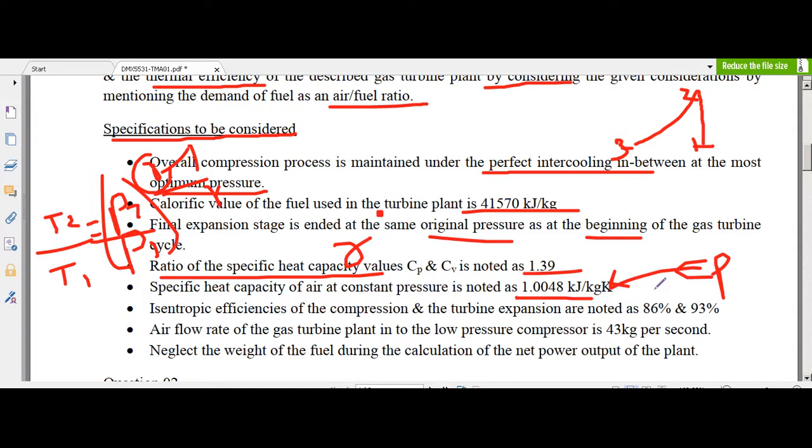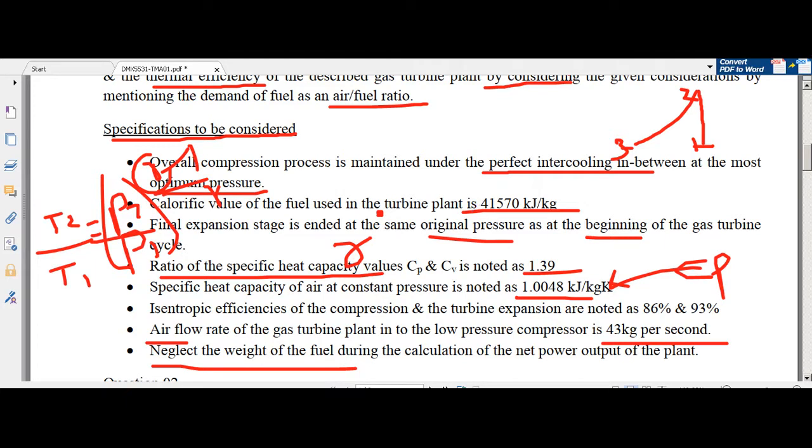And then the air flow rate, because there's a particular flow rate at which air is sent to this process, because this process is initiated with air. So you need to know the airflow rate, that is 43 kilograms per second. Then the other consideration is to neglect the weight of the fuel. For this calculation you don't have to worry about the weight of the fuel. So that's all about the considerations, because all the steps I have very clearly explained on the board and on the screen recording. So please spend that time and study this completely, right?